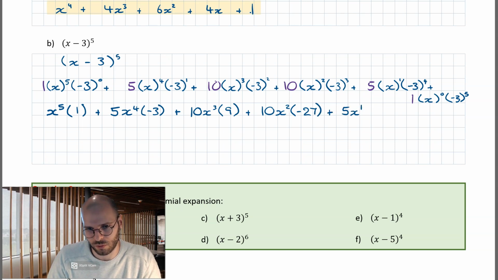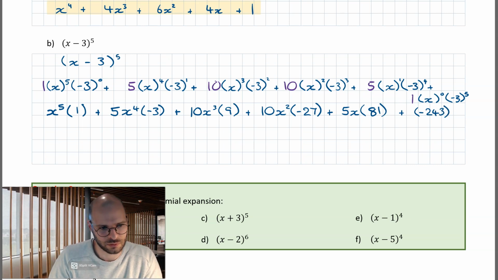Next, 5x to the 1, don't need the 1. Minus 3 to the power of 4. Because it's an even power, the negative's going to get cancelled out. So that means 27 times 3 is 81. So it's positive 81. And then finally, x to the 0 is simply 1, so I can leave that out. So it's going to become minus 3 to the power of 5, and that will be 243. Okay, now let's deal with these brackets.